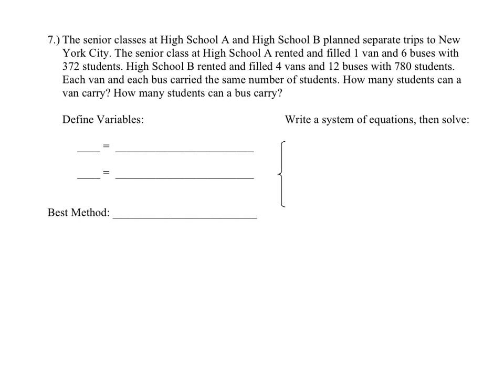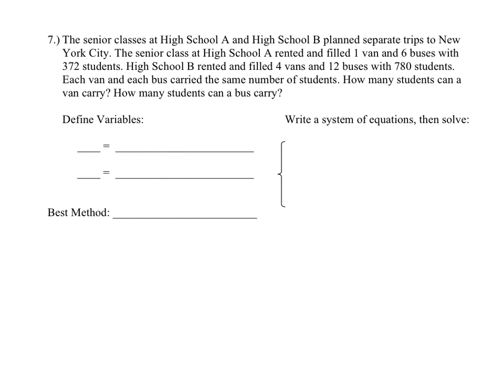All right, last but not least, the senior class at High School A and High School B planned separate trips to New York City. The senior class at High School A rented and filled 1 van and 6 buses with 372 students. High School B rented and filled 4 vans and 12 buses with 780 students. Each van and each bus carried the same number of students. How many students can a van carry? How many students can a bus carry?